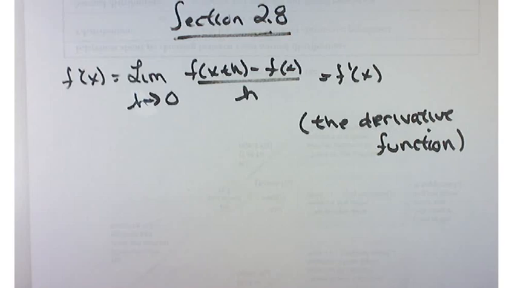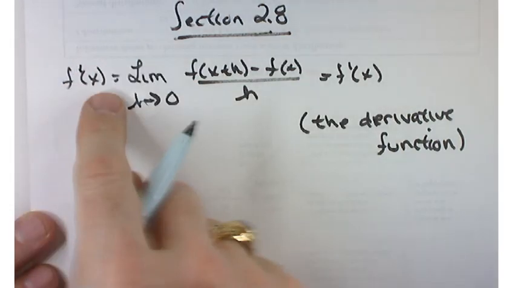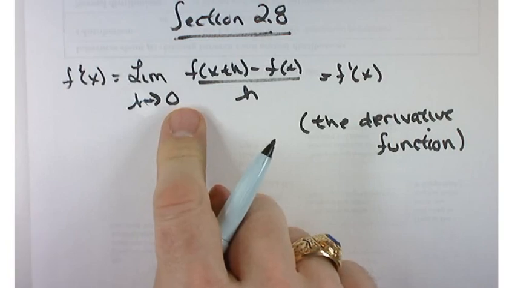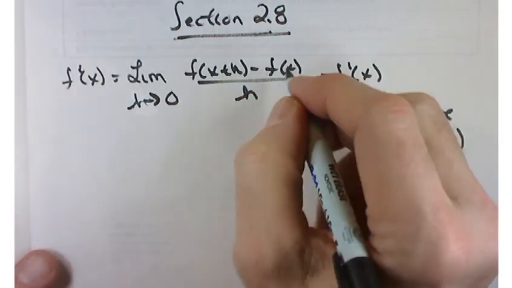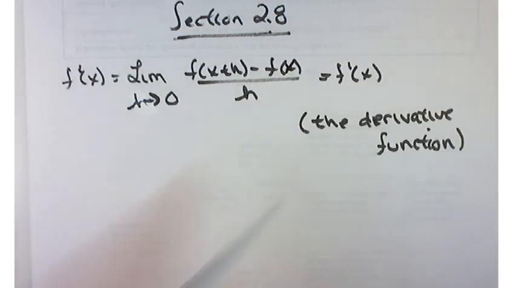So in section 2.8, we're going to spend some time with the derivative function. The derivative function, f prime of x, is going to be defined like this. It's going to be the limit as h approaches 0 of f of x plus h minus f of x divided by h. And if you're thinking, gee, this kind of looks like the limit of the slope of the secant line from section 2.7, you're right. This is exactly what it is.